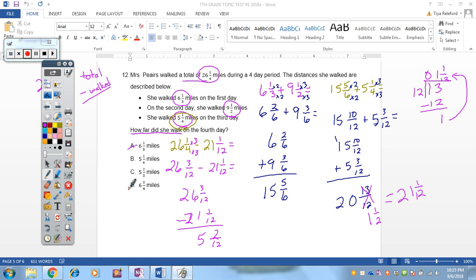Well, I know it's not A and I know it's not D. So even if I just rule out A and D and I have to guess, that's not bad, there's a good chance I'll get it right. I have 5 and 2 over 12 though.